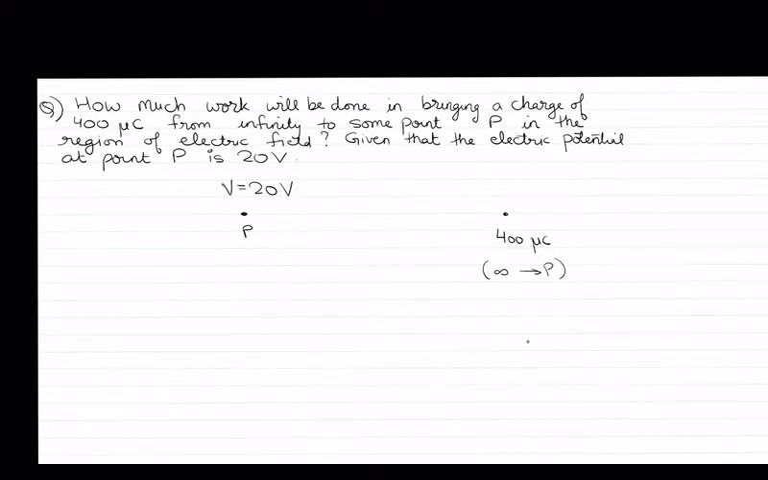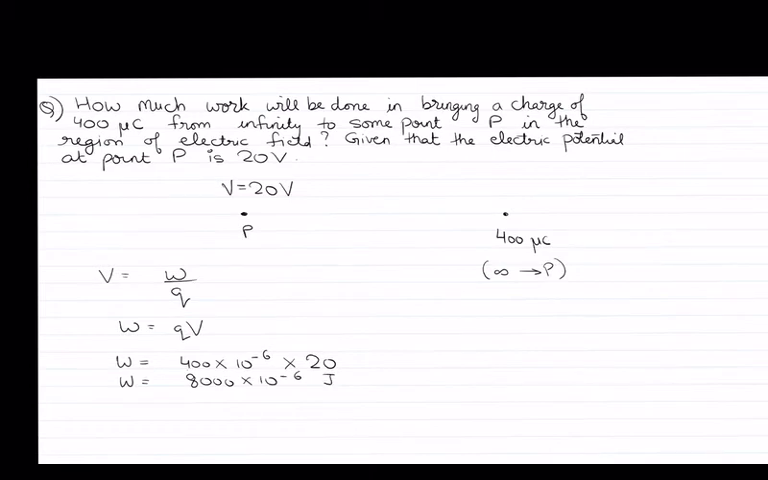So as we know that the formula of potential was work done upon charge. So work done will be Q into V, where V is the potential. So the work done will be Q means 400 into 10 to the power minus 6 into V means potential of the point. So it will be 20. So W will be 8000 into 10 to the power minus 6 joules, or we can also say that it is 8 millijoules.